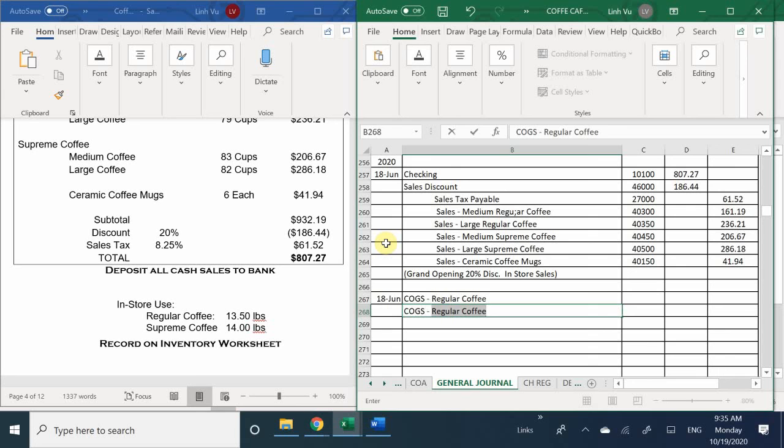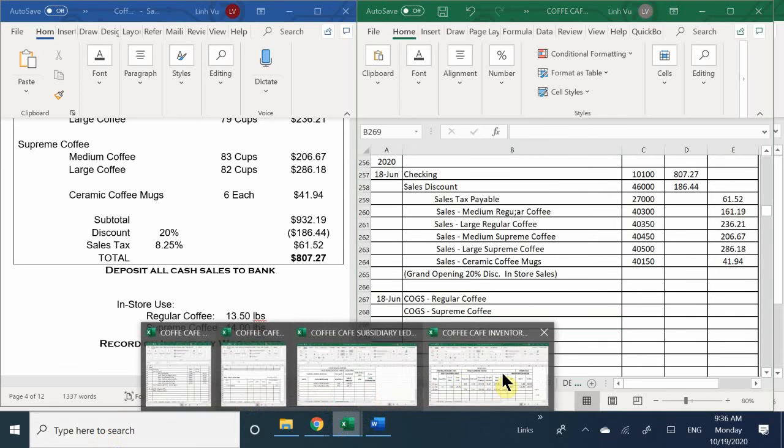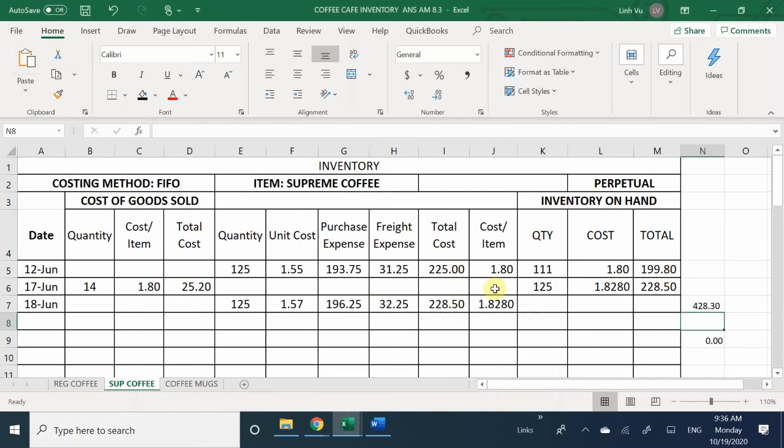COGS. Supreme Coffee. Right? This is called laying down the foundation, saying, okay, well, this is what I'm going to be calculating. So then you don't forget to journalize it, all right? So there you go. I have my COGS ready to go. I only have half my journal, but that's okay. That's good enough for now. So let's go ahead and jump straight into our inventory worksheet, because we need to solve for our cost of goods sold.